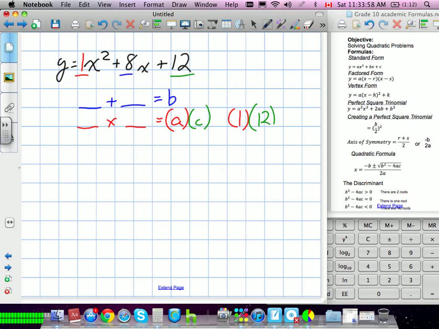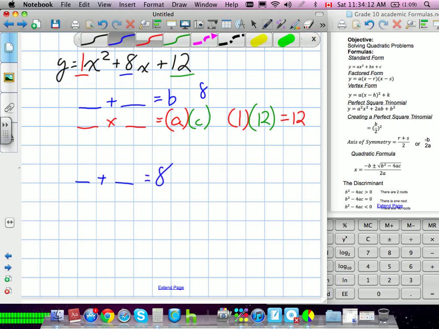We're looking for two numbers that are going to add to the number 8, and those same two terms are going to multiply. So 2 plus 6, 2 times 6. Perfect. So this method, we don't need any tiles.